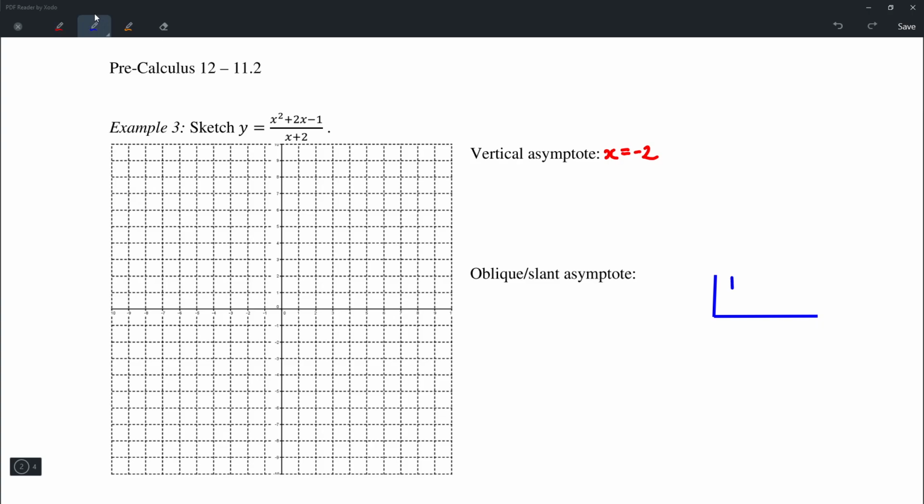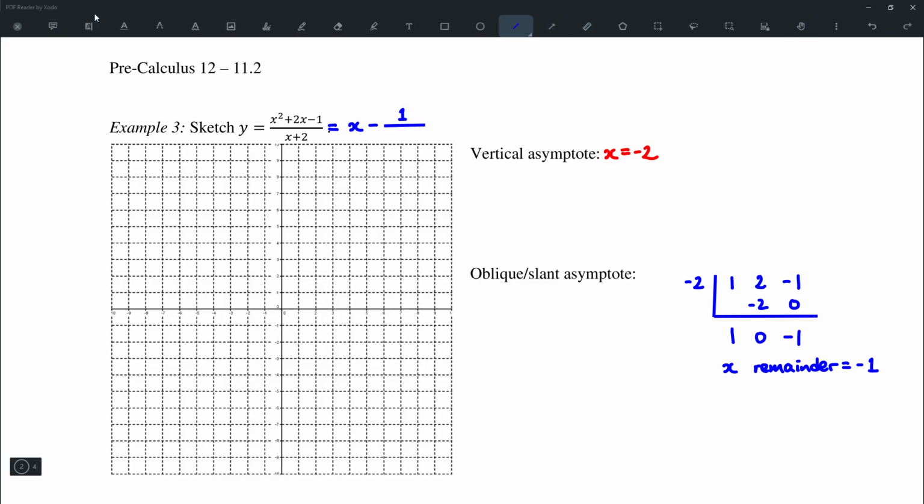Okay, so the coefficients are 1, 2, negative 1, and then negative 2 on one side, 1, negative 2, 0, 0, and then minus 1. So the quotient is just going to be x, and the remainder is negative 1. Which means we can rewrite the function as x minus 1 over x plus 2. And the slant asymptote will be at y equals x. Let's go ahead and add those in.